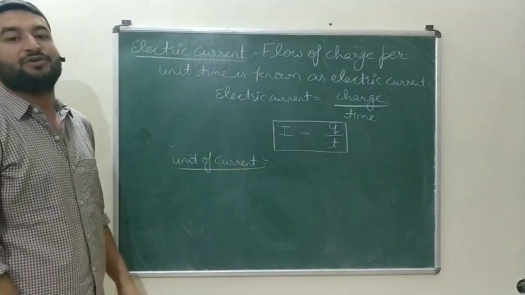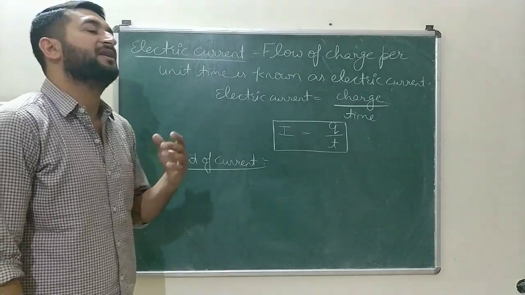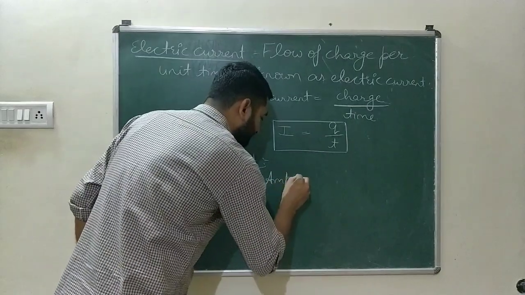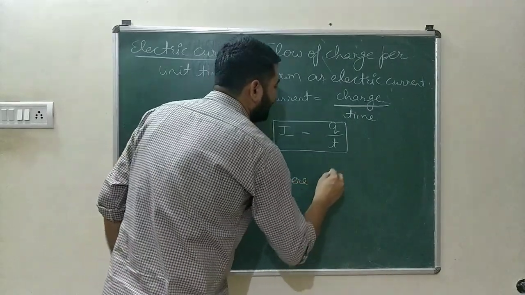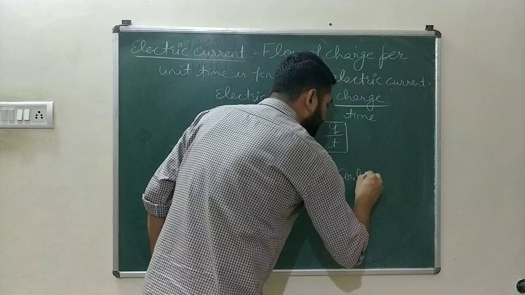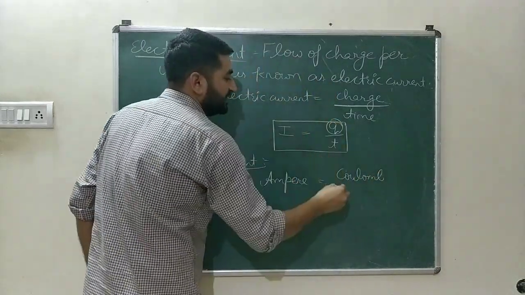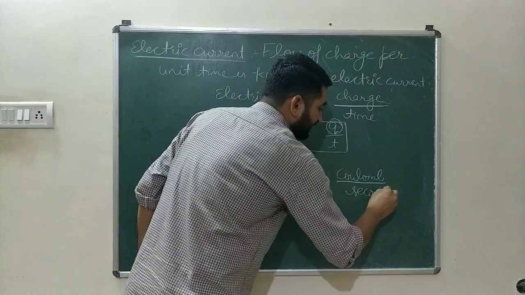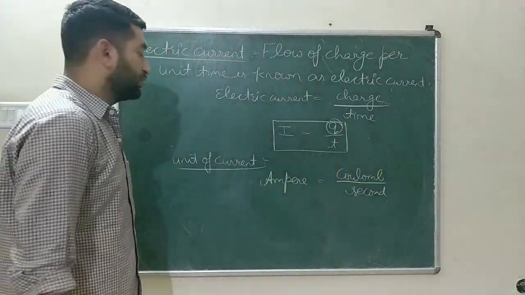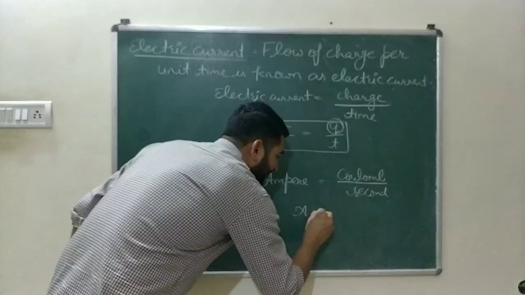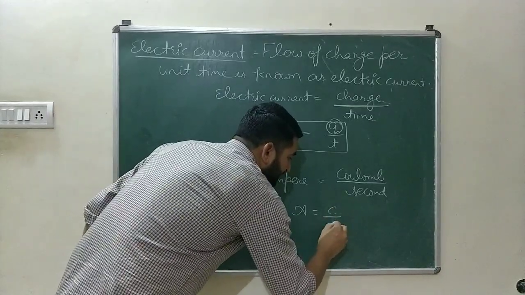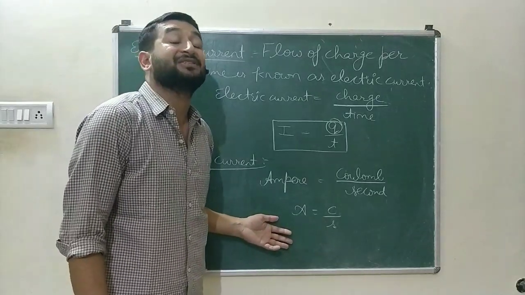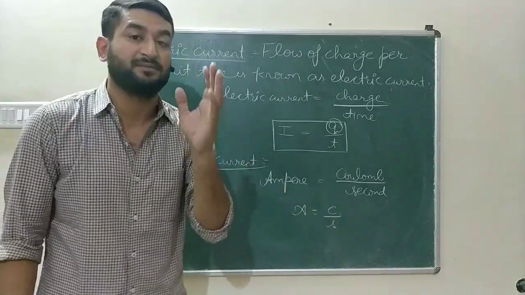The standard international unit of current was named after the scientist who discovered it, that is ampere. Ampere is equal to coulomb, the SI unit of charge, divided by the SI unit of time, which is a second. So ampere is represented by capital A, coulomb per second. This is the SI unit, the standard international unit of current, ampere.